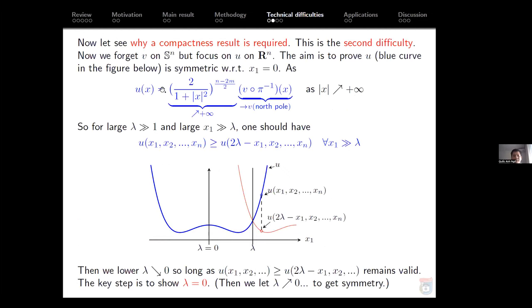The second difficulty is a compactness result. Why is this difficult, and why does one need a compactness result? This is because in the equation we are working on, there are two terms with different types of behavior. Let me quickly mention this. To prove the symmetry of a solution, we use the method of moving planes.